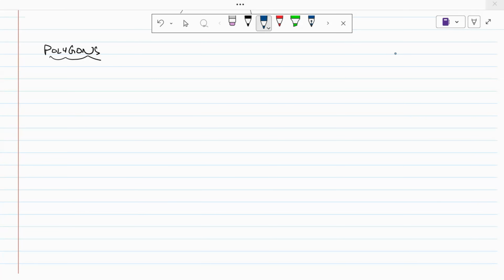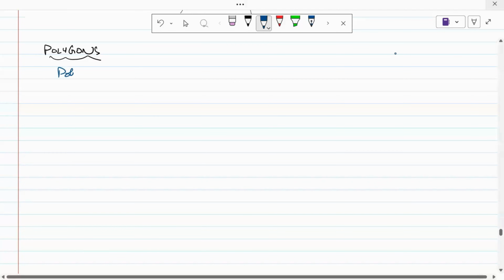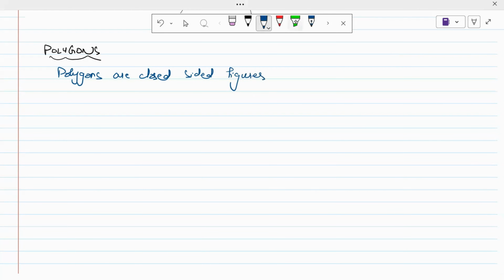Okay, so polygons is just another topic which comes under the heading of geometry only. If you talk about the definition of polygons, the definition is: polygons are closed-sided figures. For this whole definition, closed-sided is the most important keyword.